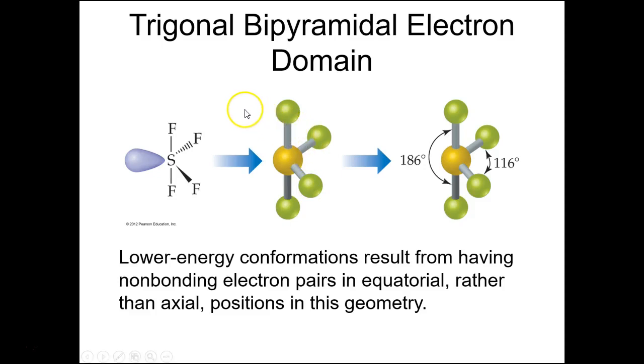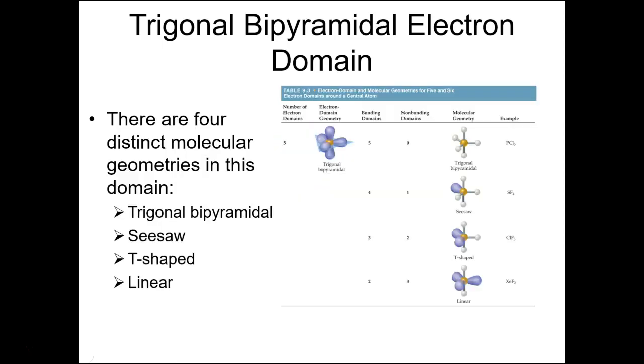If you replace one of those bonding domains with a non-bonding domain, you get what's called a seesaw shape. So this would be a total of 5 domains, of which 4 are bonding and 1 is non-bonding. That's called a seesaw. And as it turns out, anytime you remove a bonding atom from a trigonal bipyramidal shape, you take it from an equatorial position. So you can see that the 2 axial positions are still intact, and you have 2 atoms left along the equator. That is called a seesaw.